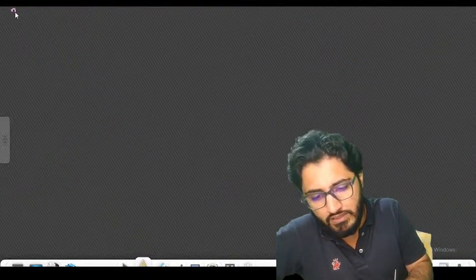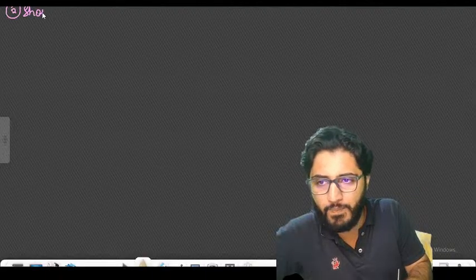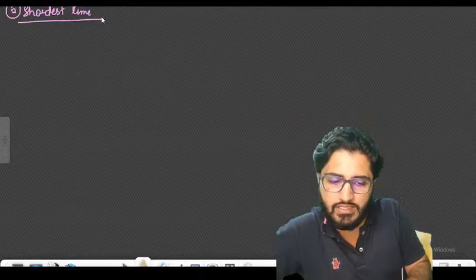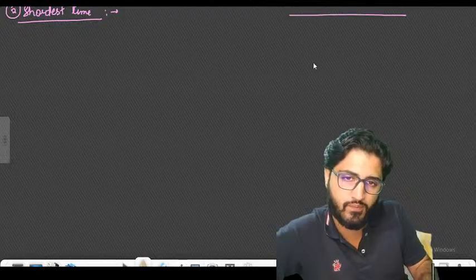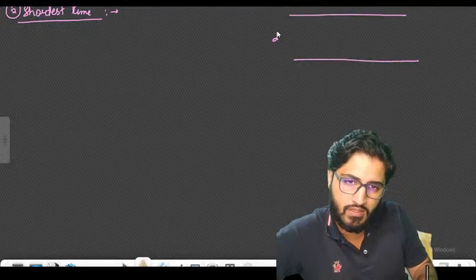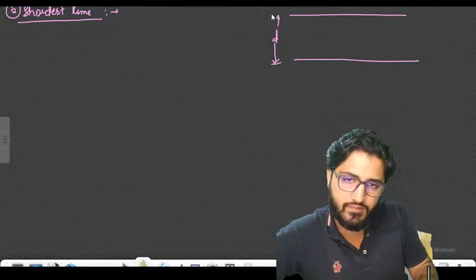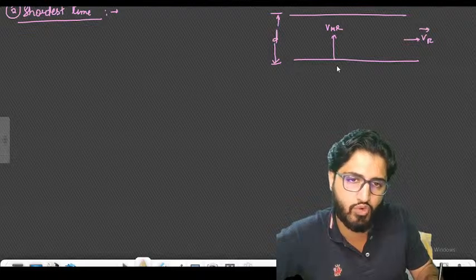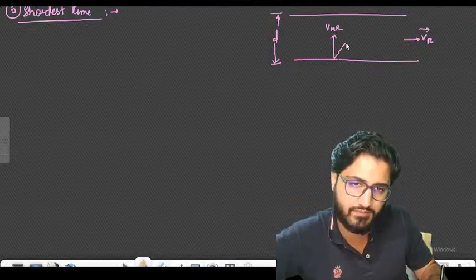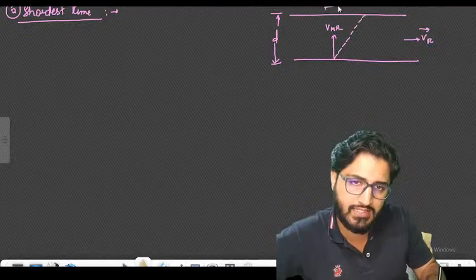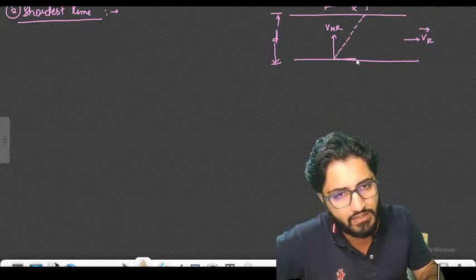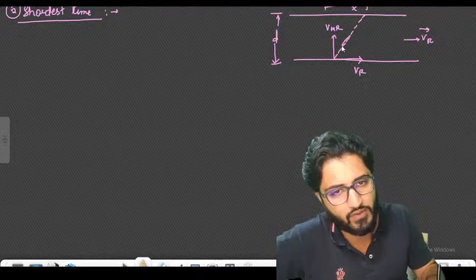Second point is shortest time. Look now. Width of the river is D. The person goes along this way, VMR, but due to the current of the water, due to the water motion, he goes in this direction. So the person gets dragged this x distance. Done. So we know it is VMR, this will be VR. A person seeing from the ground will see this is VM.